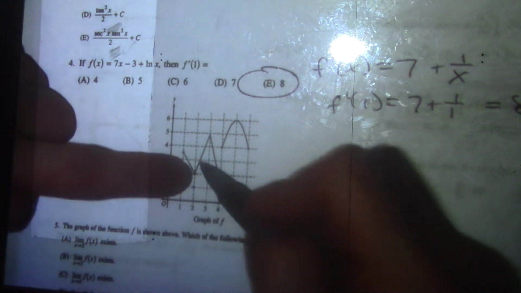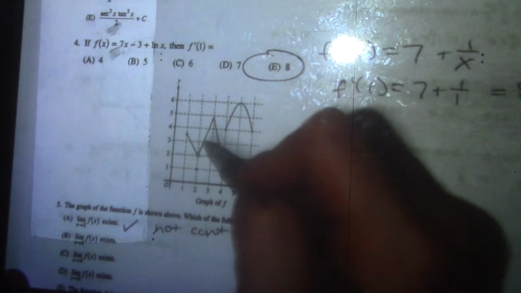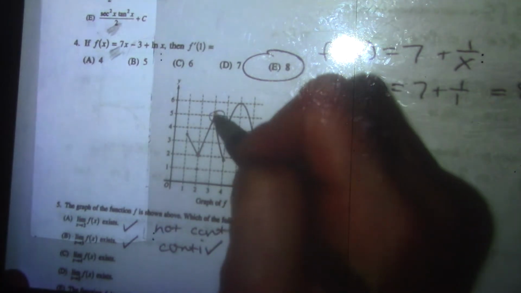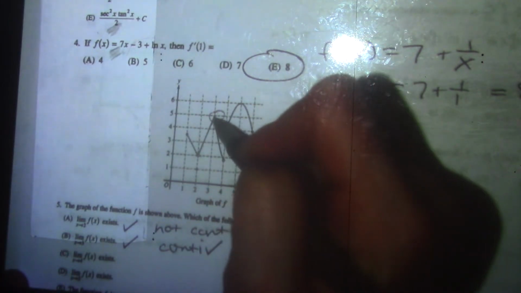E. Which of the following is false? The limit as x approaches 2 exists. That is true, it's not continuous, but the limit exists. X approaches 3, that one is true. It is continuous, that's a check. It is not differentiable. Right, you can't take the derivative here because it's not a smooth curve. It's called a cusp or a sharp turn.